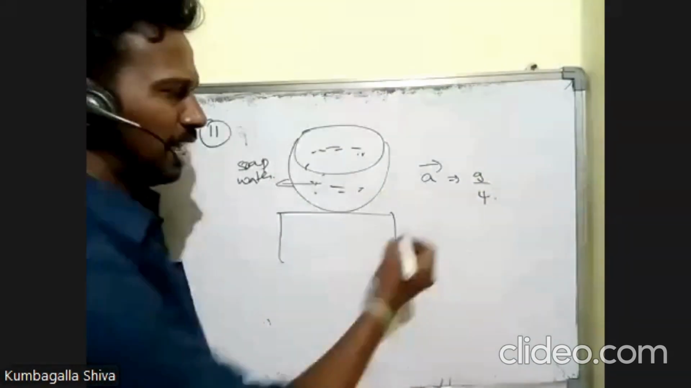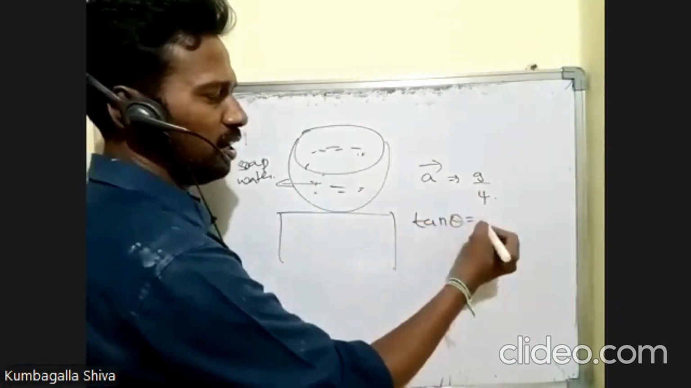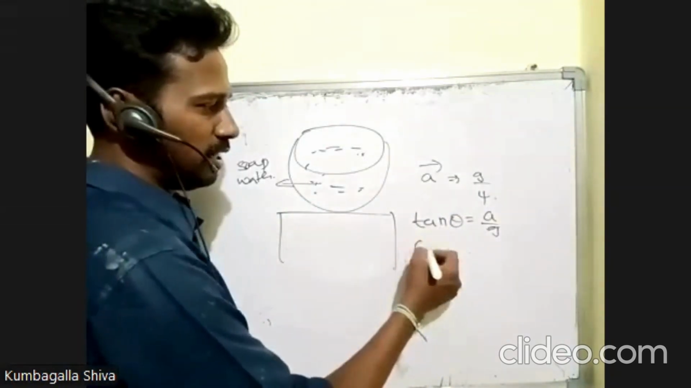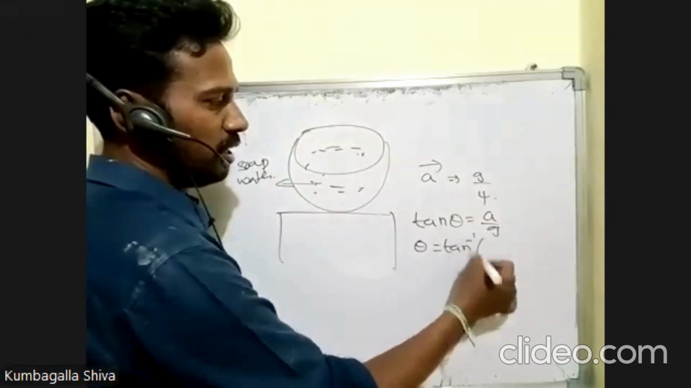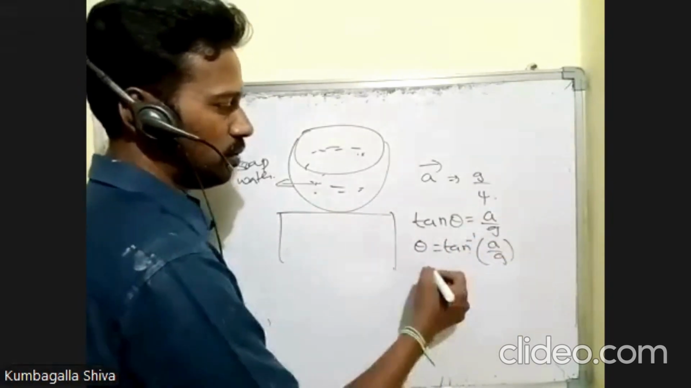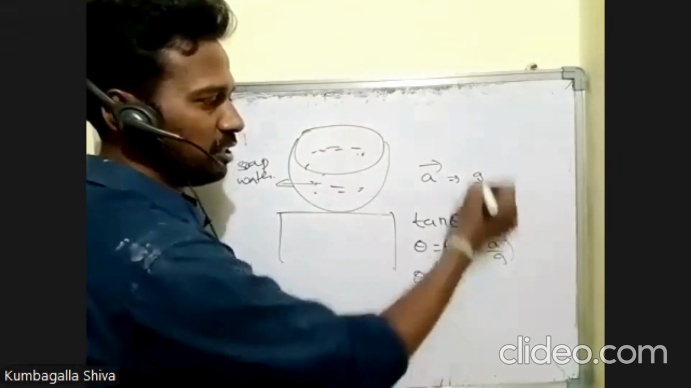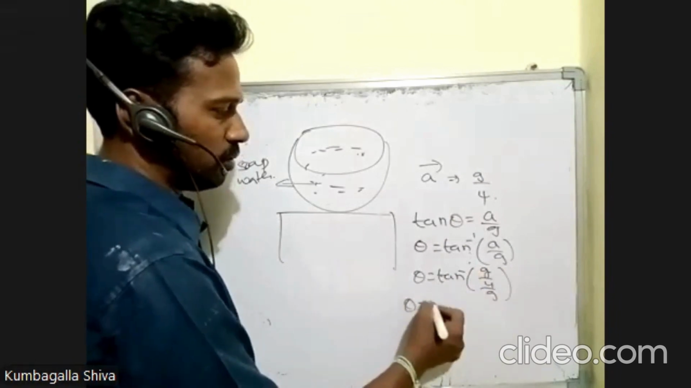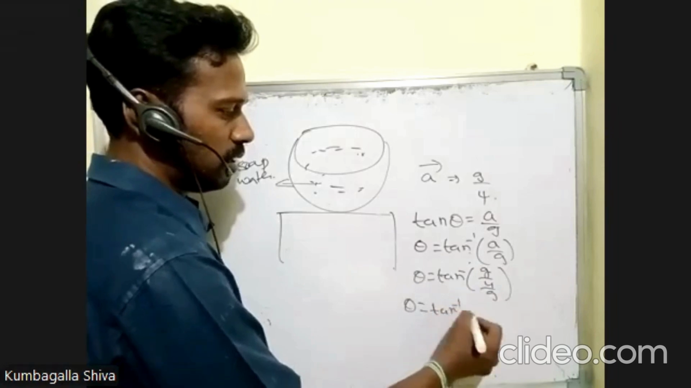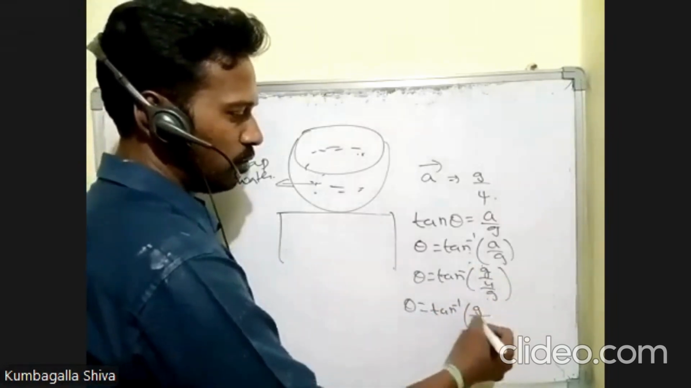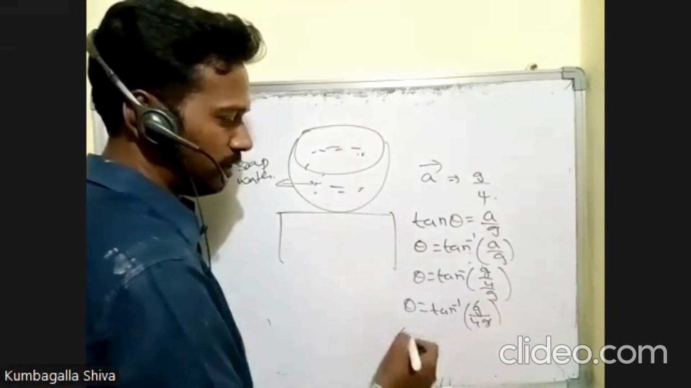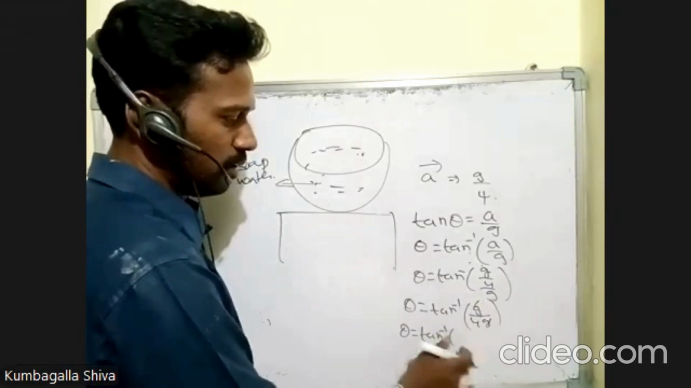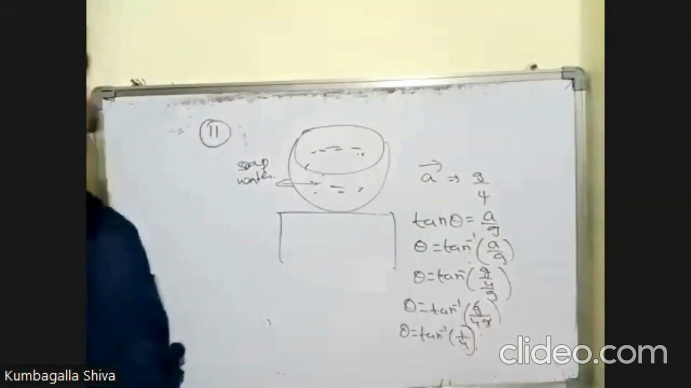You have the formula: tan theta is equal to what? a by g. For any kind of ball, you can take that as the formula. So theta is equal to tan inverse of a by g. What is the acceleration given? g by 4, divided by g. So theta is equal to tan inverse of g by 4g. The g gets cancelled, and you have theta equal to tan inverse of 1 by 4. Clear?